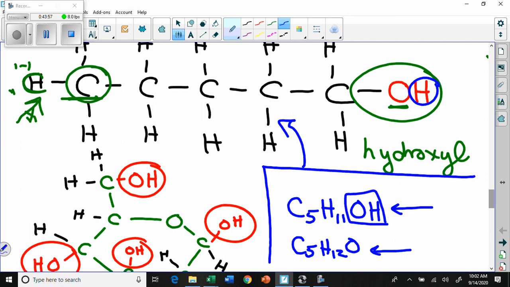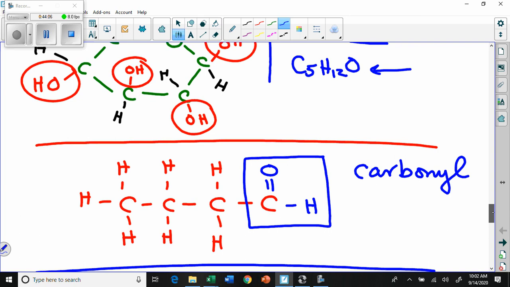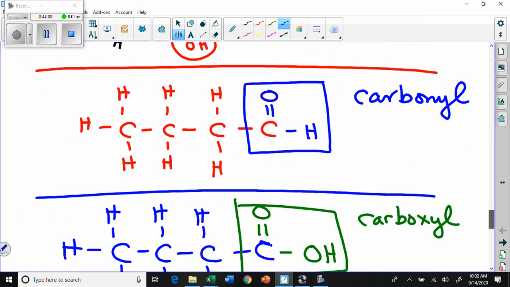The H's are all there. So you can draw the whole picture. You can draw one of these pictures, and it's all the same thing. Okay? Down the line here, the carbonyl.